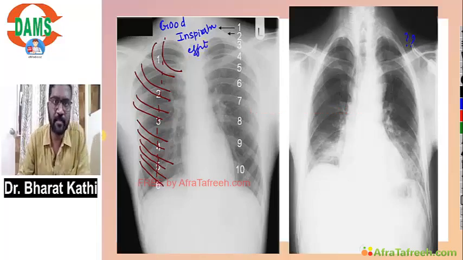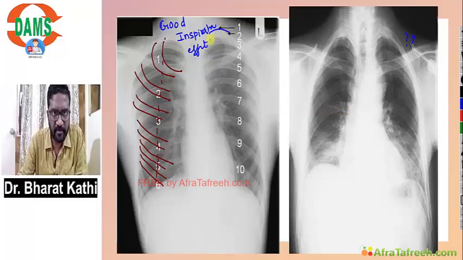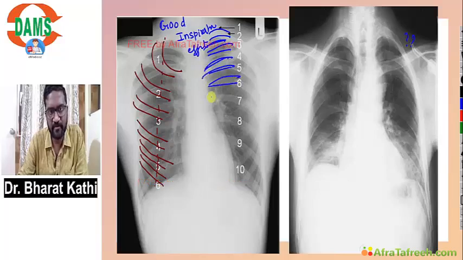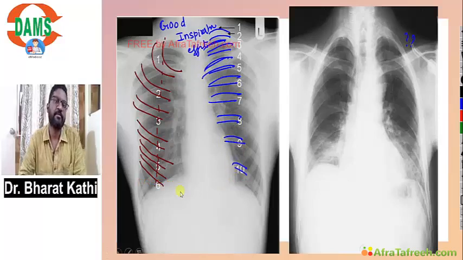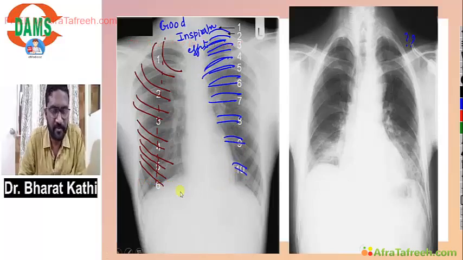And posterior ribs, you can count like this: 1, 2, 3, 4, 5, 6, 7, 8, 9, 10. So these are the posterior ribs. So how many anterior ribs are there? You remember one thing, anterior ribs 6.